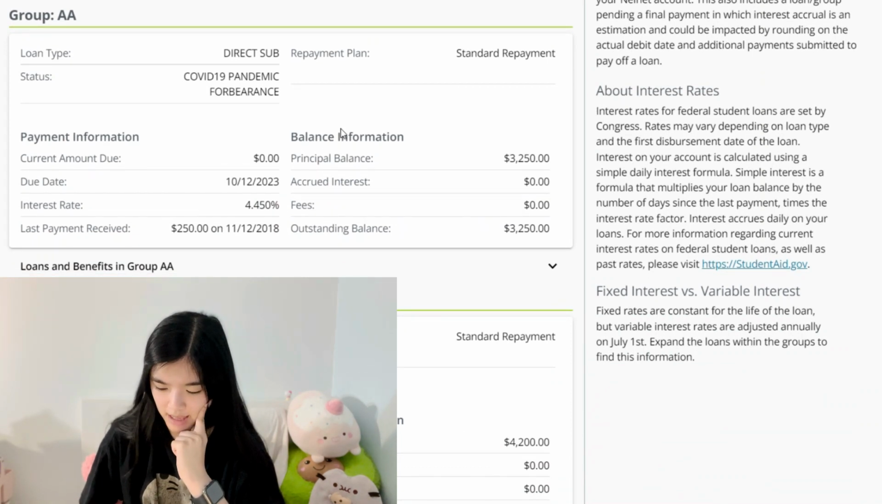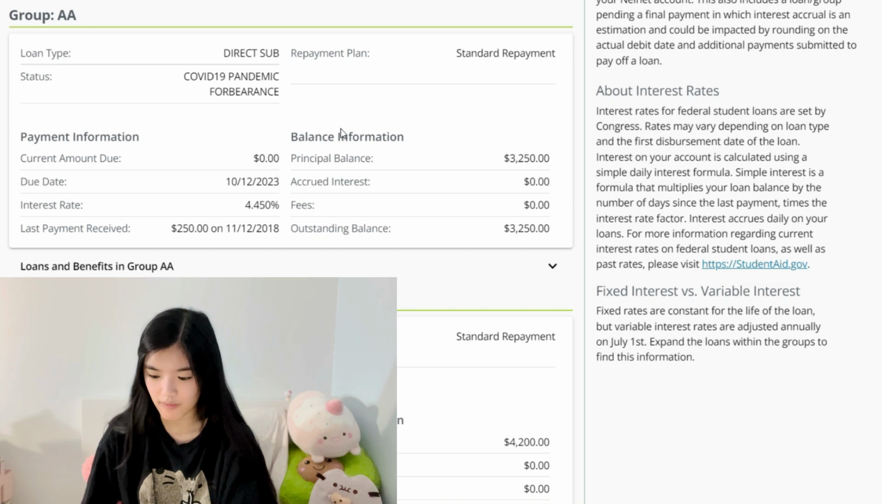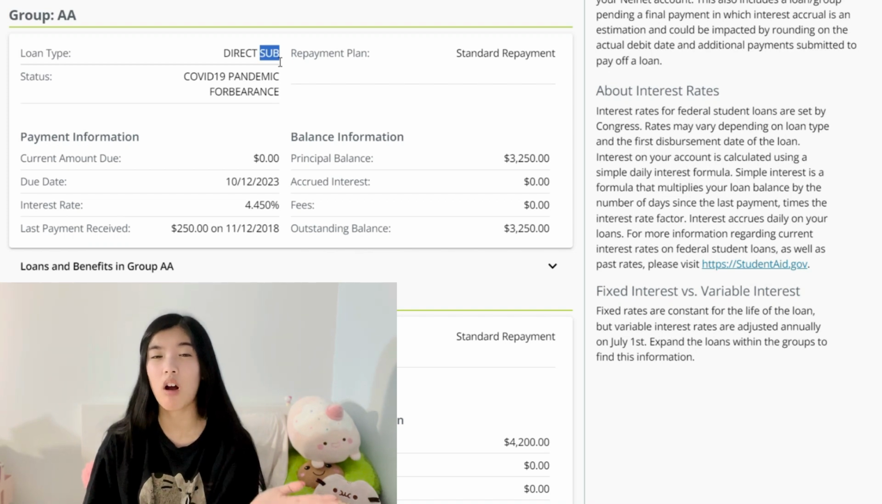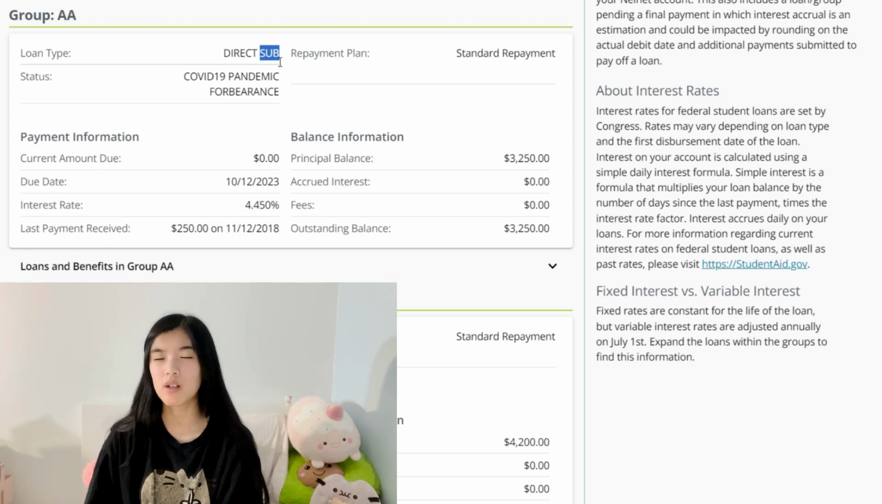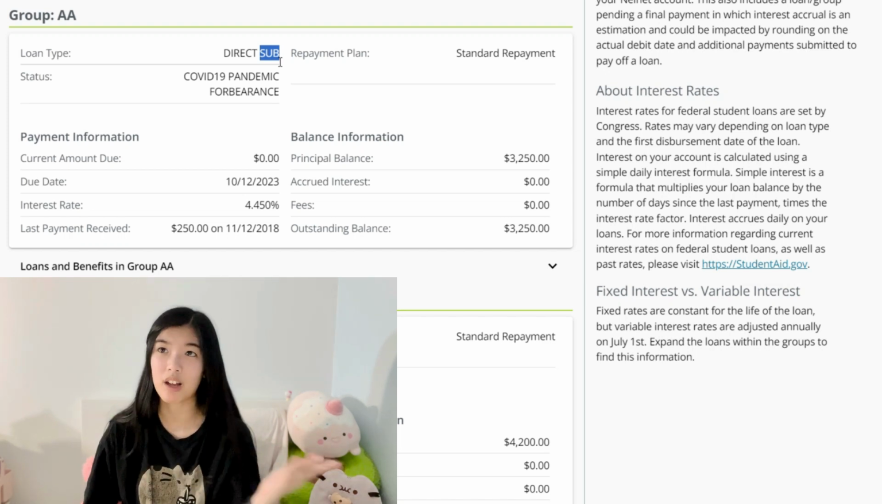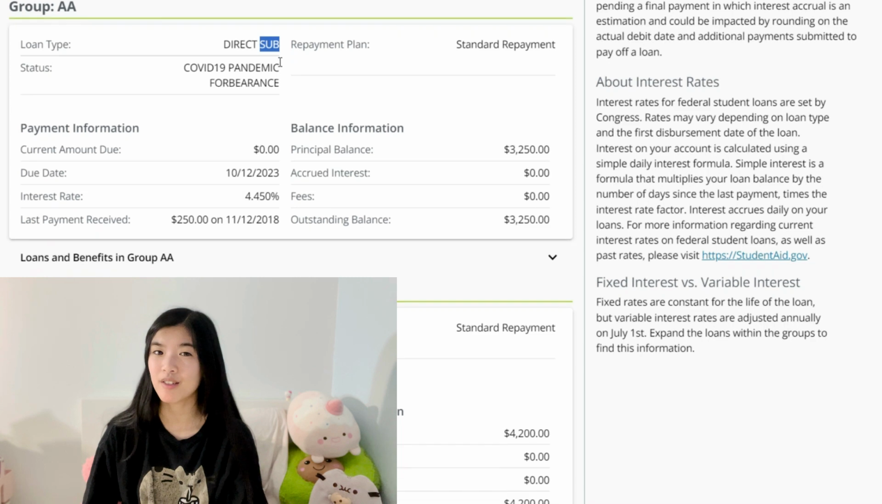In group 8A, I have $3,250. The interest rate on that is 4.45%. This one is a subsidized student loan, which means that while I was in college, I did not have to pay any interest on it, and after college I had a 6-month grace period. But since I graduated during COVID times, we basically didn't have any interest until tomorrow.